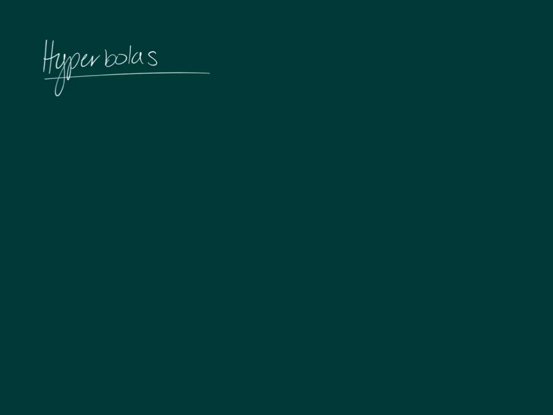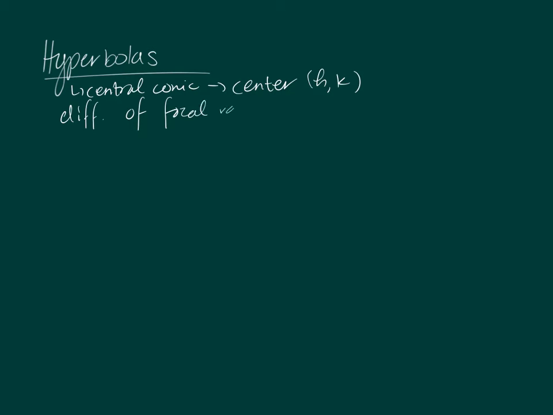Right, now that we've finished with ellipses, let's move on to hyperbolas, the other conic we focused on in this chapter. So hyperbolas, like ellipses, are a central conic, which means they have a center, and it's given as (h, k). They have a difference of focal radii rather than a sum, and it's still equal to 2a, okay? And then they have foci, right?